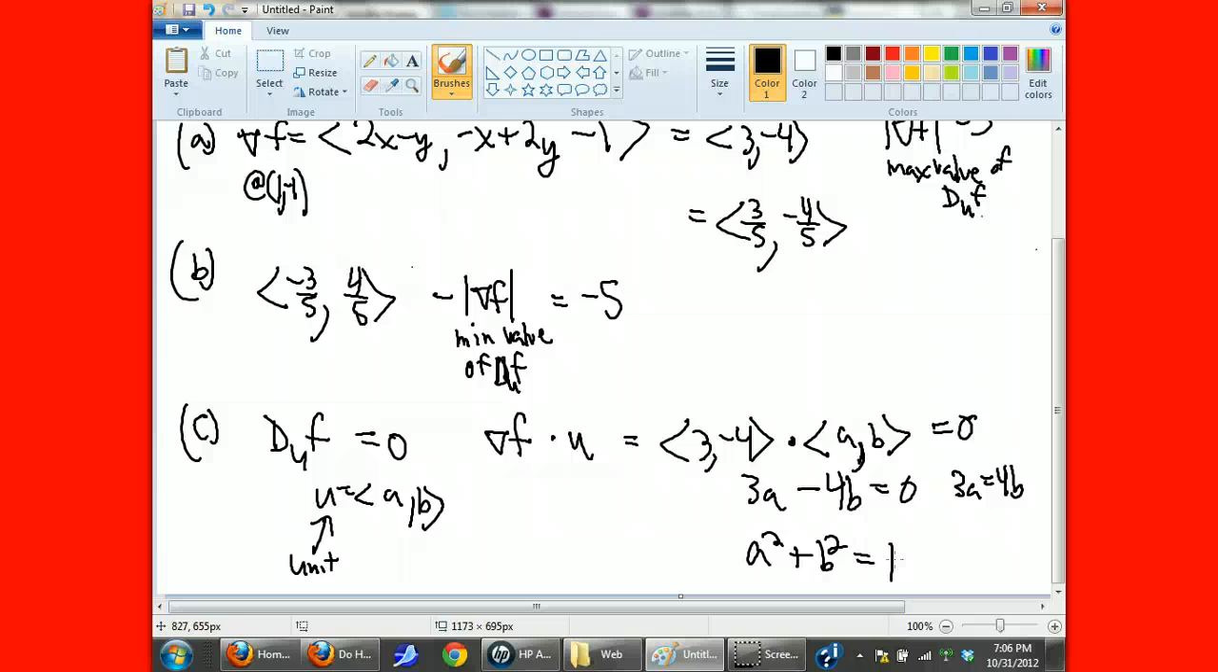Yeah, I don't understand the A squared plus B squared equals 1. It's a unit vector. Unit means magnitude 1. Okay, I'm sorry, I should have said it. The unit vector here, this guy is unit, so its magnitude is 1.